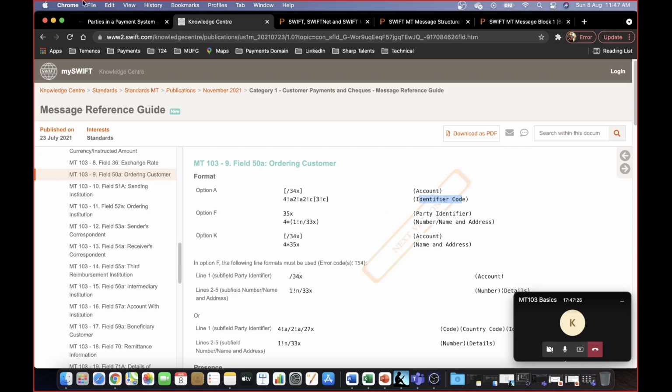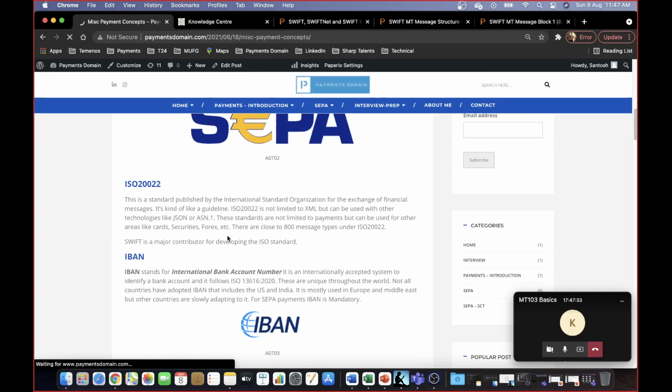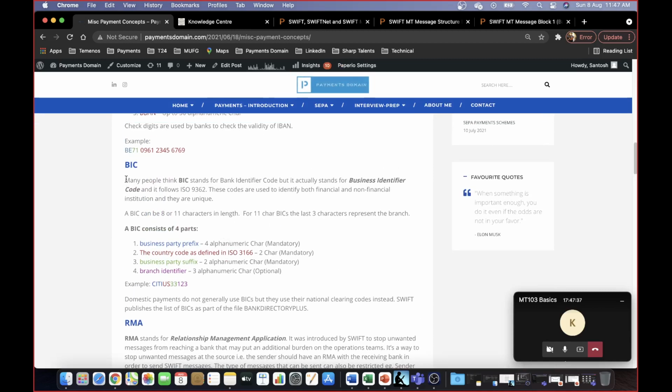I can request you to refer to an article that I wrote on this topic. I'll just post a link to it. It's not only given to banks. Financial institutions can also have BICs, and also non-financial institutions, big corporates, can have BICs. That's what I wanted to say.